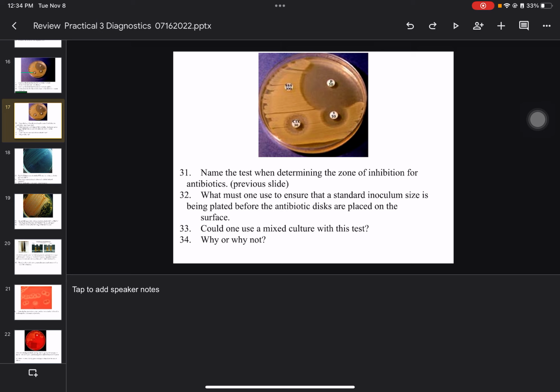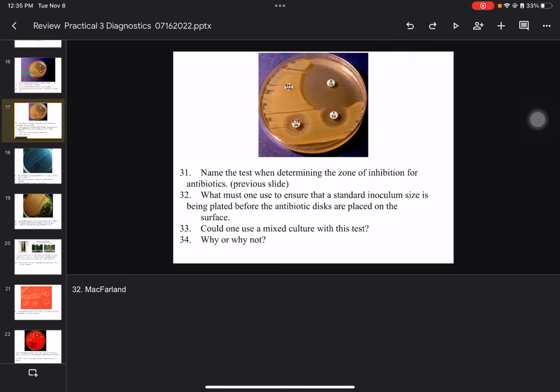So the standard of inoculum is what? Number 32 says ensure that a standard inoculum size is being plated, so that you're equal to the McFarland. Is it standard to use a mixed culture in this? No, absolutely not. You want to have a purified culture, right? And when we say purified culture, it means one organism.